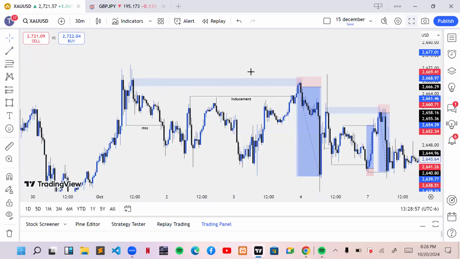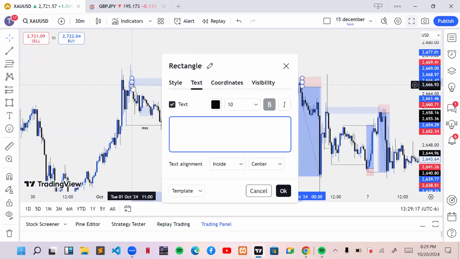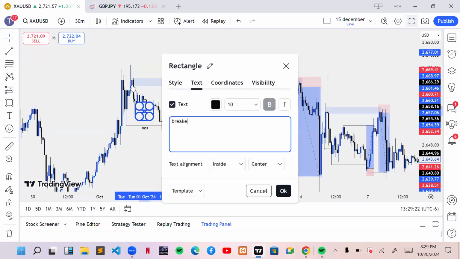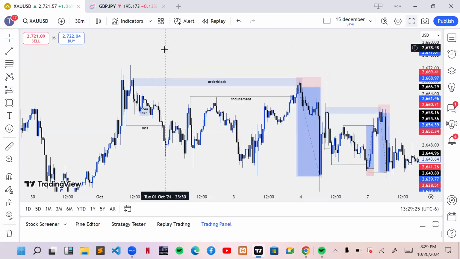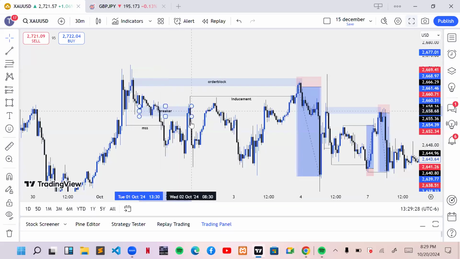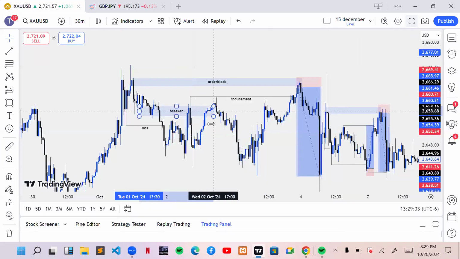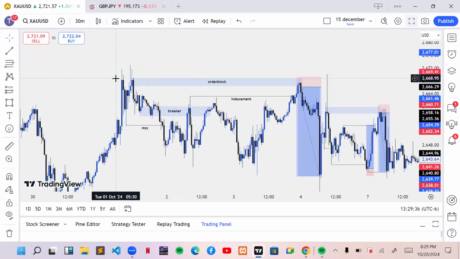Now pay attention to this chart. There's actually a breaker block right here. A breaker block is a failed order block. So this is another block that was supposed to hold the market for buys, but actually the market came here and broke past it. So this is a breaker block, and then our point of interest is our order block right here. So this is the order block, and this is the breaker block. So this is our breaker block here, and this is our order block.